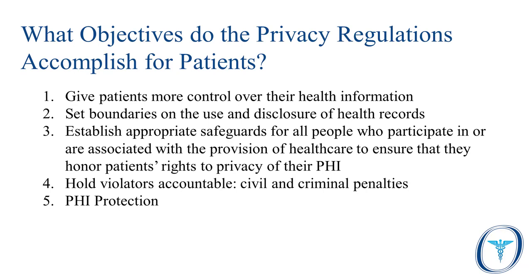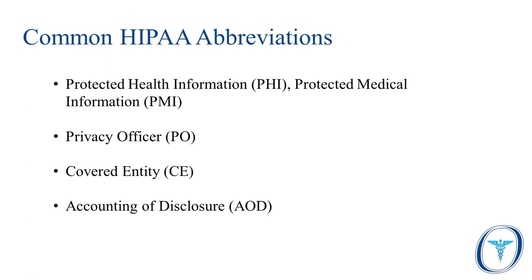1. They give patients more control over their healthcare information. 2. They set boundaries on the use and disclosures of health records. 3. They establish appropriate safeguards for all people who participate in or are associated with the provisioning of health care to ensure that they honor patients' rights to privacy of their PHI. 4. Hold violators accountable. And lastly, 5, protect PHI.